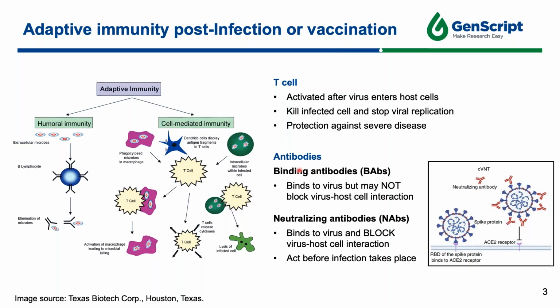Based on the function of antibodies, we can classify them into binding antibody, which binds to virus but may not block the virus-host cell interaction, and also neutralizing antibody that is shown in this image here, that binds to the RBD region on the spike protein and blocks the interaction with ACE2 receptor, thus inhibiting the cellular entry of the virus. Because neutralizing antibody acts before the infection takes place, it plays a very important role in preventing transmission and spreading of the virus.